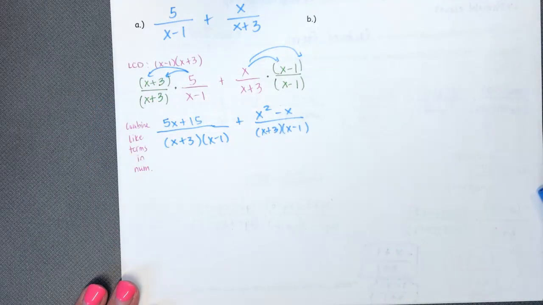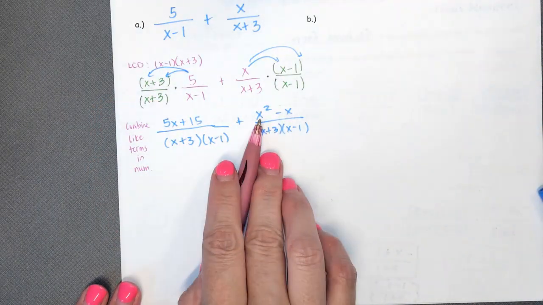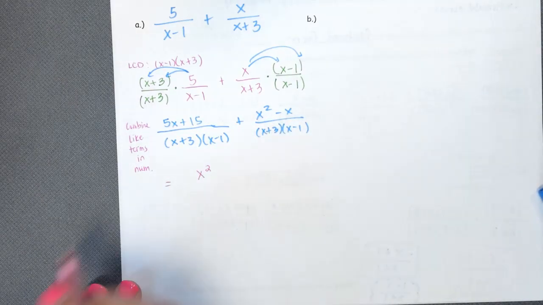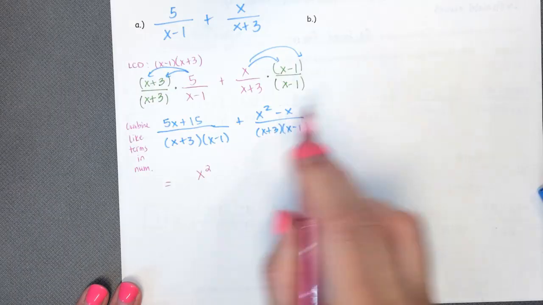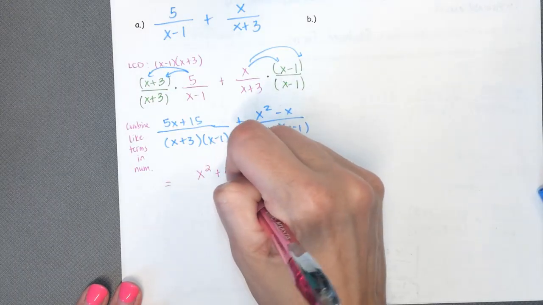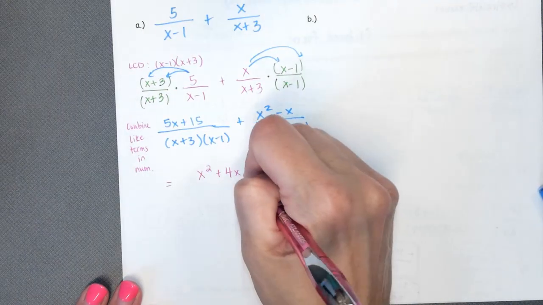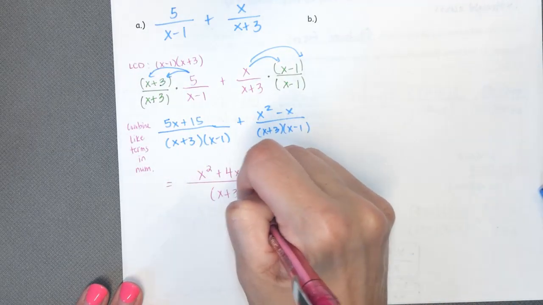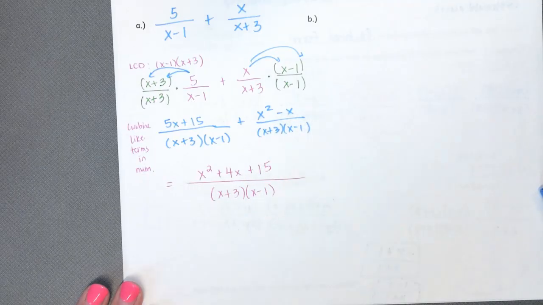Okay, so in the numerator, I am going to combine my like terms together. So I have x squared, I have 5x minus x, which is going to give me 4x, and then I have 15, and that's all over x plus 3 times x minus 1. Doesn't matter what order you write them in.